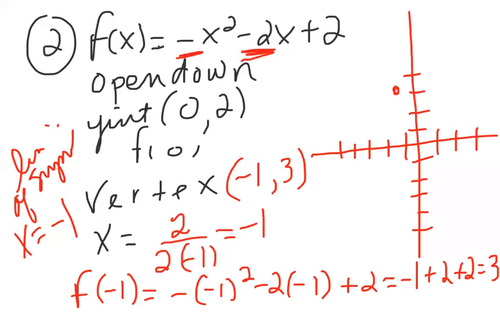Oh, let me use a different color. Right there, everybody. The y-intercept is (0, 2), which is right here. Okay, that's your y-intercept. That's 1 point. That's your vertex. That's 2 points. Now, is it a negative?